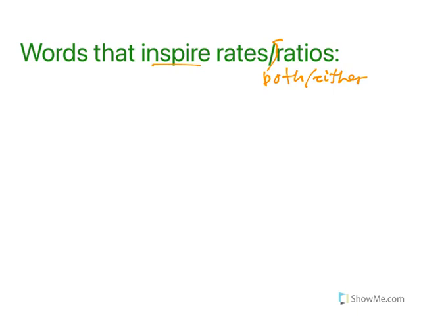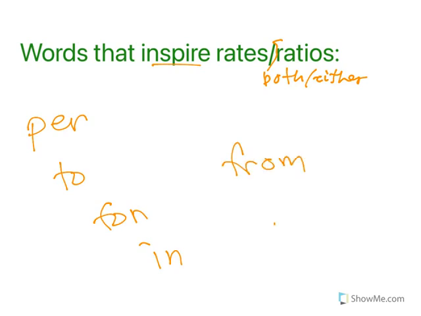That's the idea. So if you see the word per or to, like miles per hour, 6 feet to 2 feet, for, in, from, or ratio of. That's kind of an easy one because it's got the word ratio in it. But any of these kind of show you that we are comparing two items. Could be the same units, could be different units.